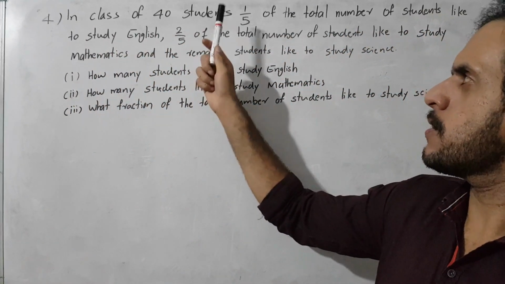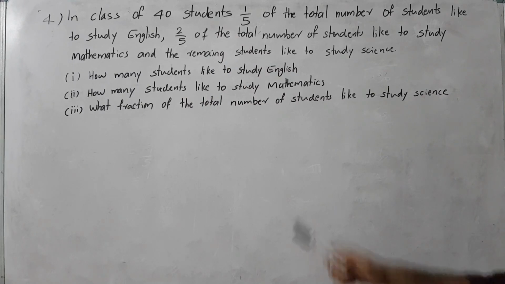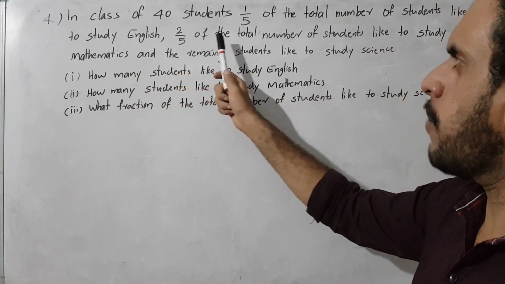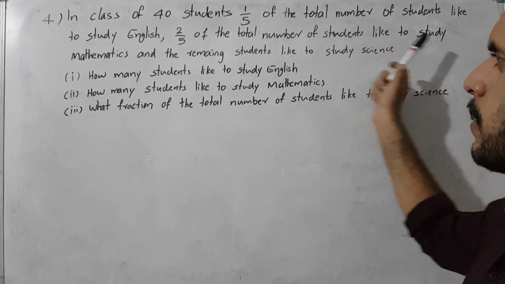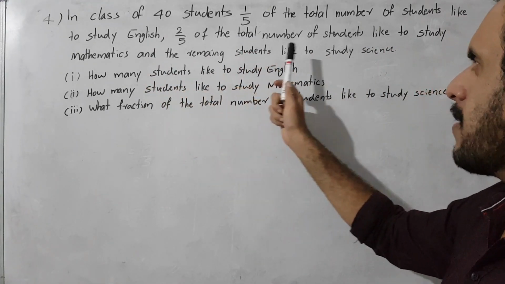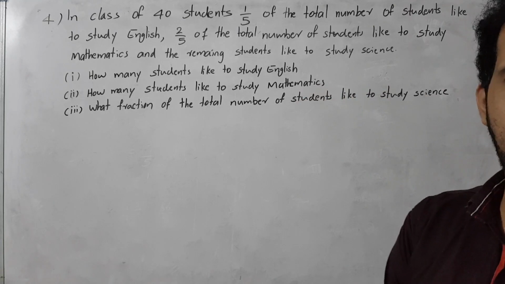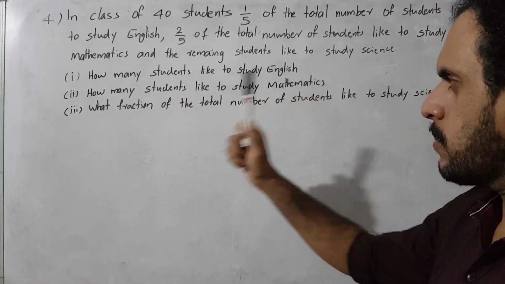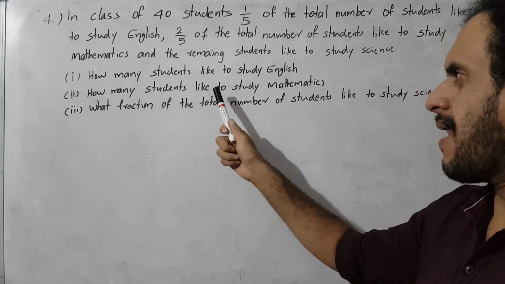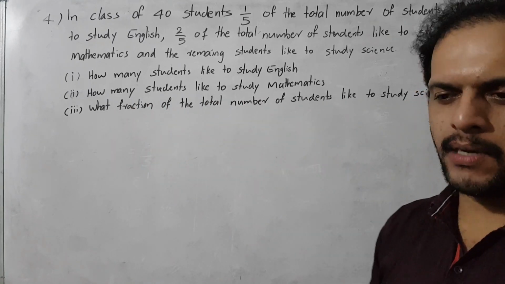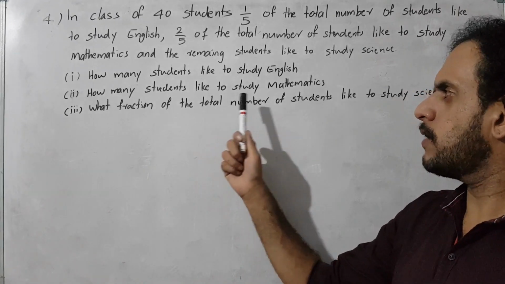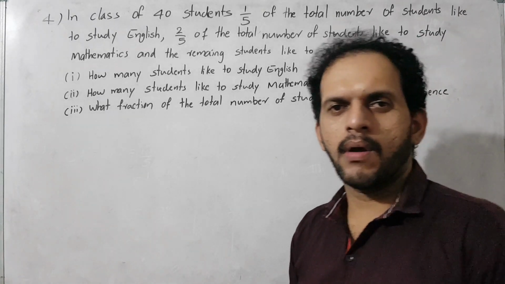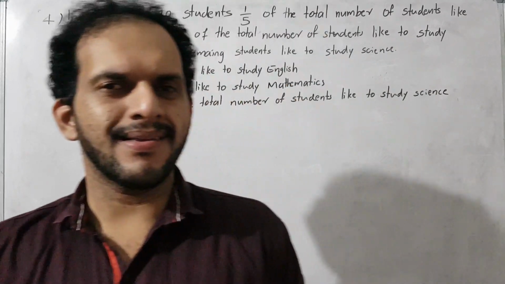In a class of 40 students, 1/5 of the total number of students like to study English, 2/5 of the total number of students like to study mathematics, and the remaining students like to study science. Then what is the question? The first question is, how many students like to study English? Second one, how many students like to study mathematics? And third one, what fraction of the total number of students like to study science?